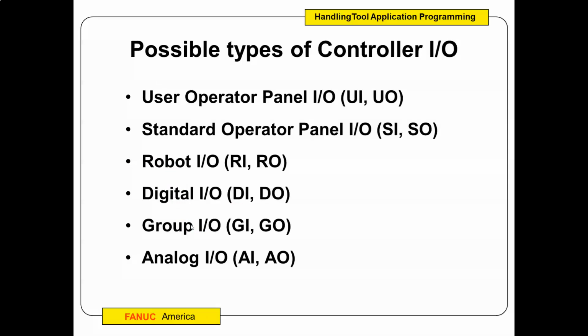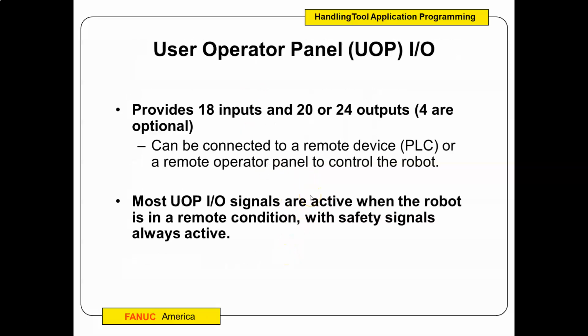So, for the standard ones, however, we have some unusual ones. We have user operator panel, standard operator panel, robot inputs, outputs, digital input outputs, group input outputs, and analog input outputs. So, talk about these first 2 to start out with. The controller system provides 18 inputs and 20 or 24 outputs that can connect to your remote device to control a robot. And these are basically operating like a control panel would be for starting and stopping the robot and things like that.